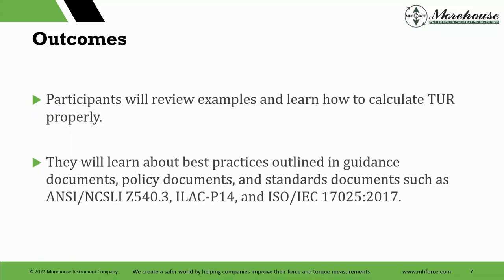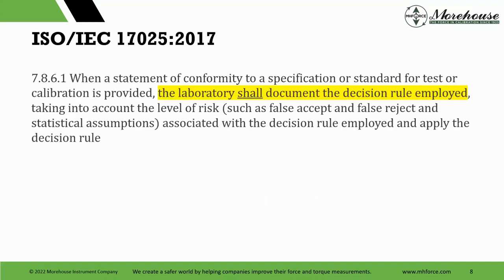And we also want best practices. I mean, we're talking about an ANSI NCSLI Z540.3 document, ILAC P14, and ISO IEC 17025-2017. Some people may say, why are you talking about a withdrawn document? And I'll tell you, because it has the best definition of TUR. Otherwise, you have to kind of infer the definition from ILAC P14, which is clear, but not nearly as clear as Z540.3. So let's discuss that when we break into sections of standards.